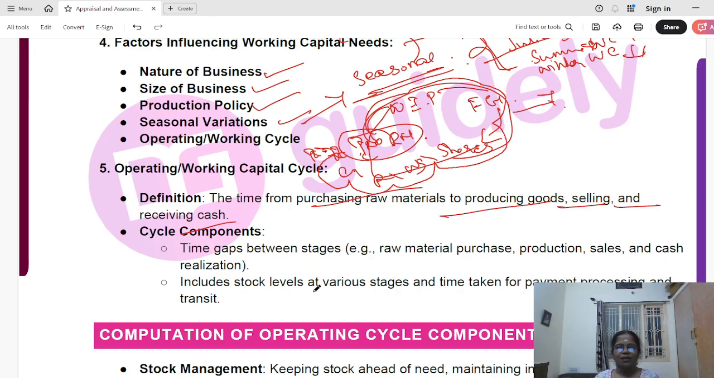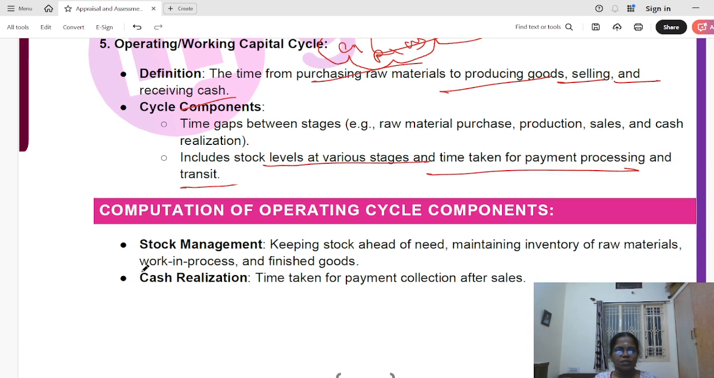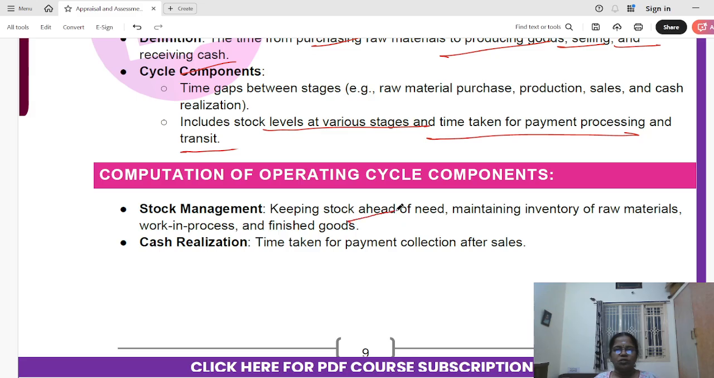That is the working capital cycle, which includes the stock level at various stages, time taken for payment processing as well as the transit. Everything should be considered. So, computation of the operating cycle components. How to compute? What is stock management? Keeping stock ahead of need. Stock is one of the important working capital requirements of a business. That is called the closing stock. Mainly when it comes to working capital, we should consider the closing stock, not the opening stock. This closing stock again will be converted into the opening stock of the next year. So how they are maintaining the inventory of raw material, work in progress and finished goods. Cash realization, time taken for payment collection after sales. So how many days will be required.